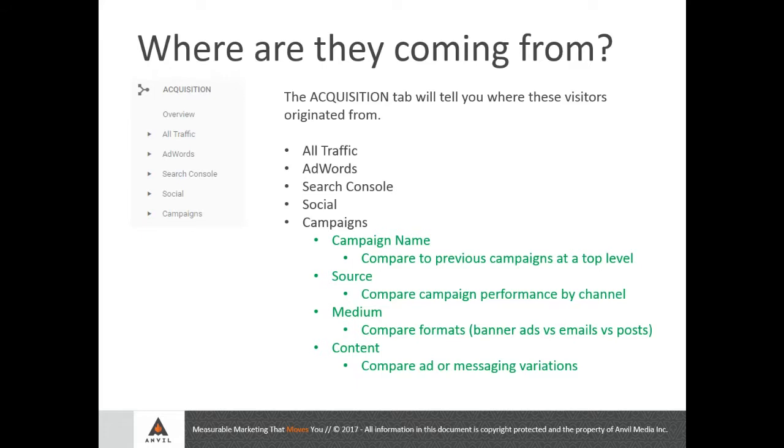So you can see how this year's summer sale did compared with last year's, or compared with the Labor Day sale, or compared with, say, a new product campaign you were running at the same time. You can compare campaign performance by each channel to see if social was bringing more conversions, or paid, or even your organic referral links. And you can compare different formats. You can see, again, how emails are doing versus an organic Facebook post.